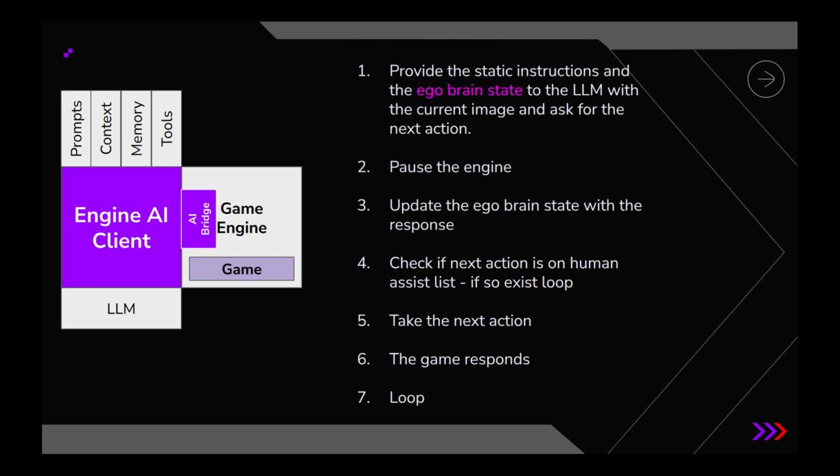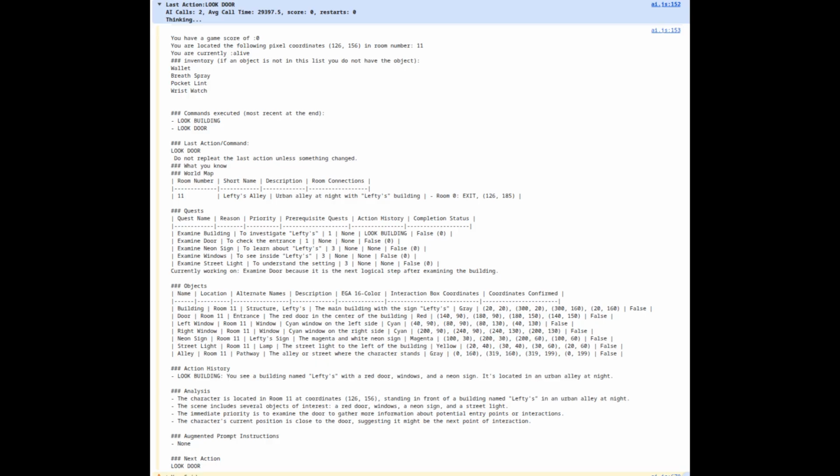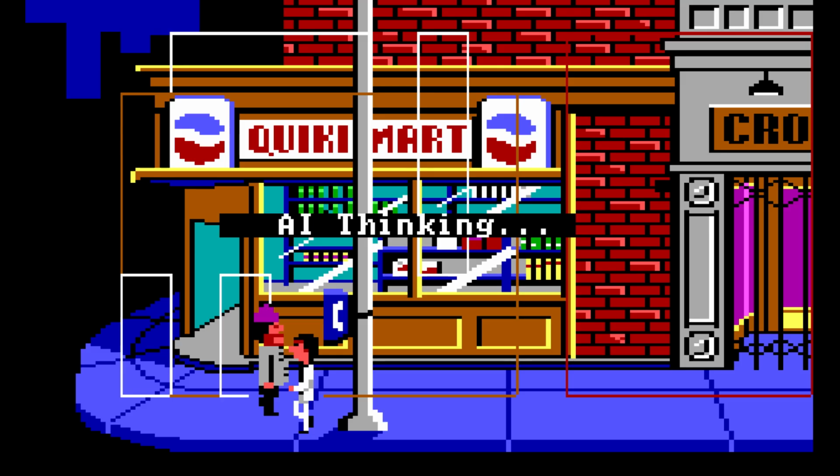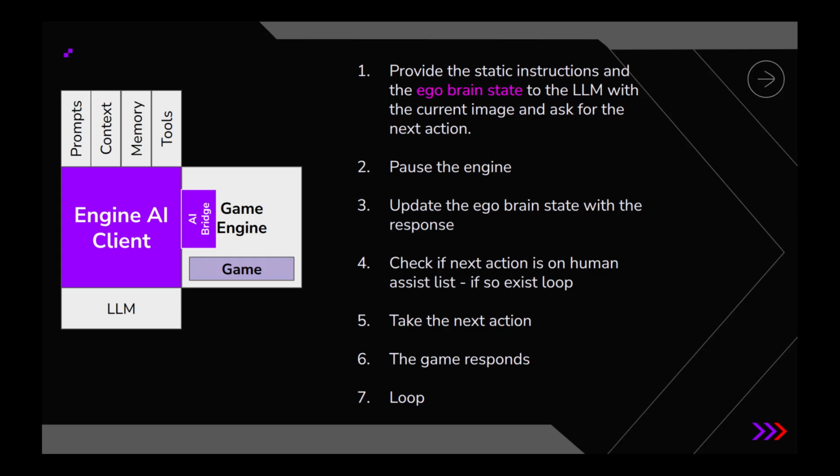Okay, this is the main loop of the Engine AI client. So the first step is to take the static instructions and the ego brain state and provide that to the LLM with the current image and essentially ask for the next action that we're going to take. Once we've sent that to the API, we pause the engine and we let the API run. So it can take as long as it needs to take. We've got the engine paused because this usually takes about 20 seconds.